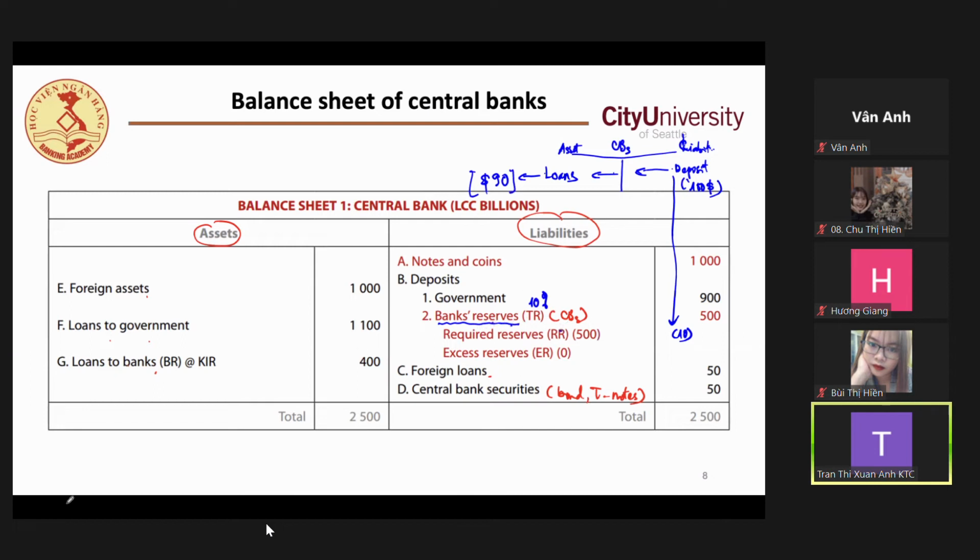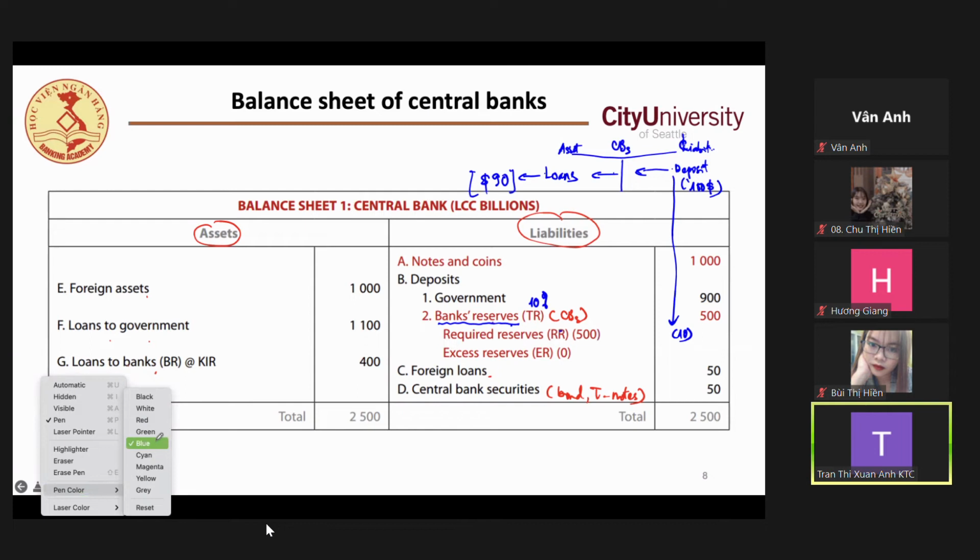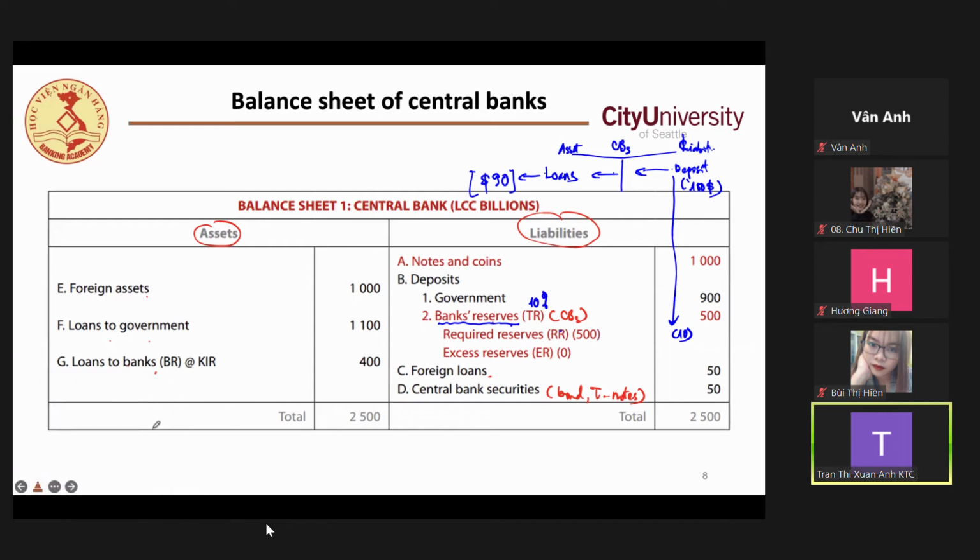Now let's say the central bank is worried about higher risks in the banking system, so they increase the bank reserves to 20%. It means that if the commercial bank gets $100 from depositors, they just make loans of about $80, and then they need to deposit or give $20 to the central bank as the bank reserves. So that's what we call reserve requirements for the central bank reserves.